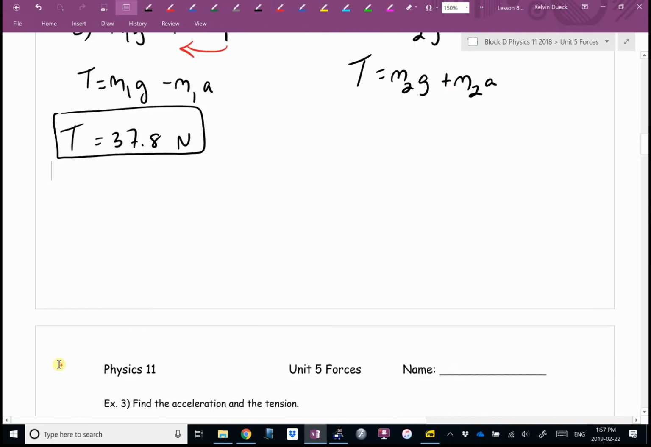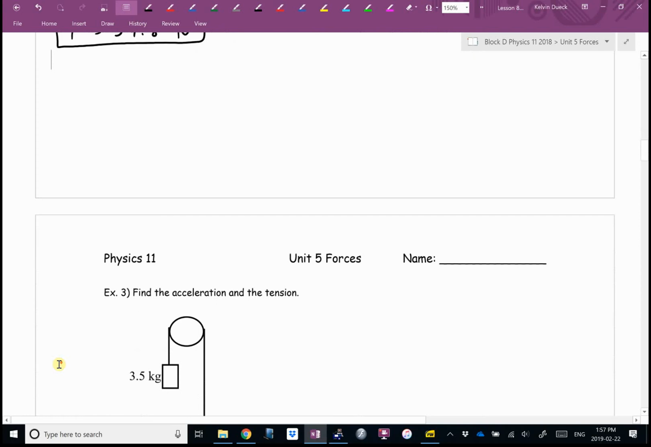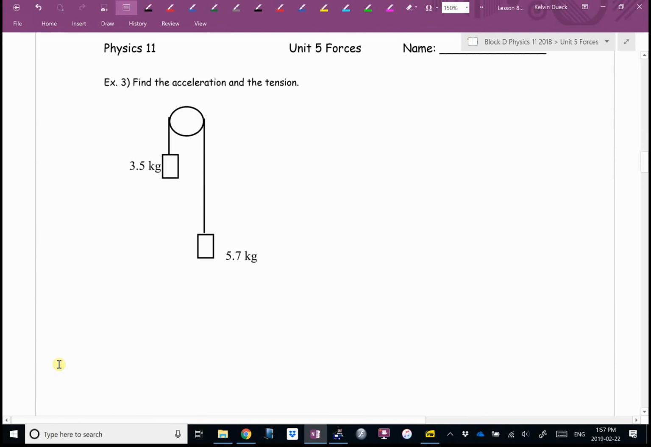That's the Atwood machine. You have to decide which one we're using. Okay? So some people would have been using the 6.2 mass and having a slightly different equation from the 2.8 mass.